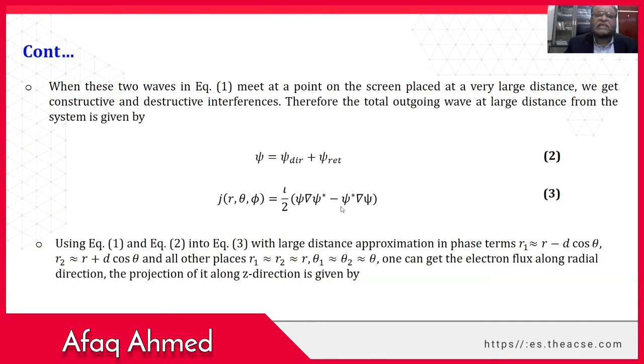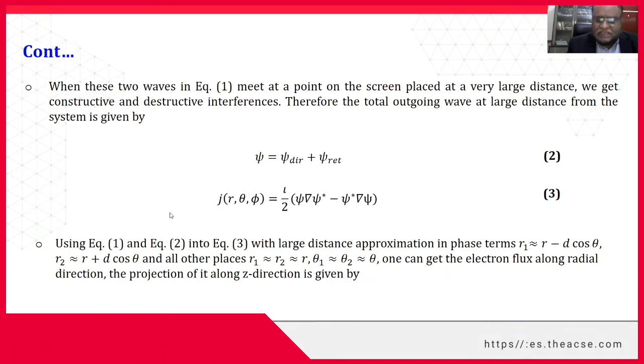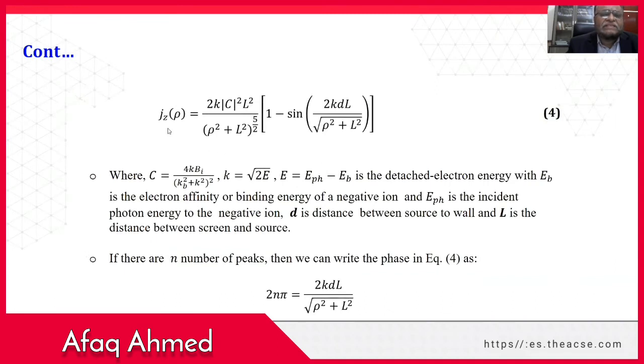When we put this total wave function into equation number 3, using the large distance approximations, that is r1 equals r minus d cos theta and r2 equals r plus d cos theta, and similar approximations for other places, we finally get the electron flux along the z direction, given by this expression. J0 is equal to 2k C absolute square L square over (O square plus L square) whole power, pi by 2, 1 minus sine 2k d L over O square L square.